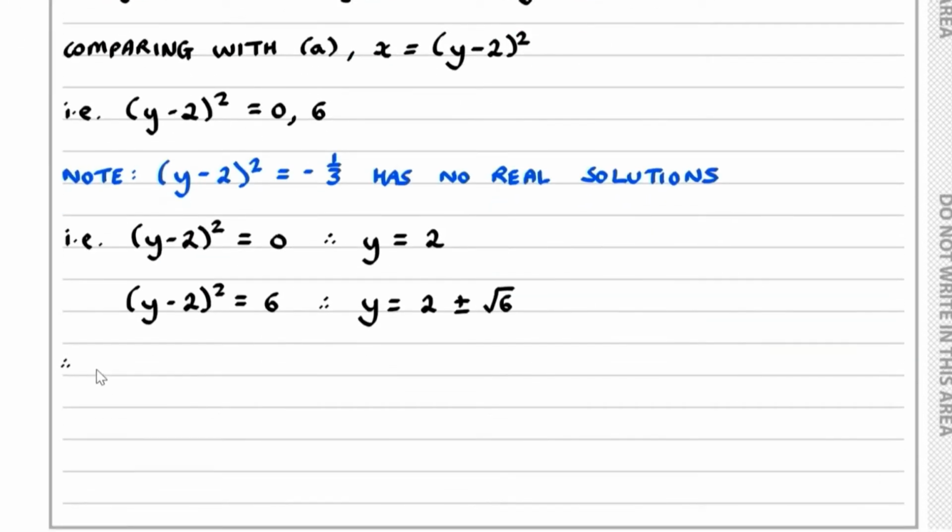And therefore, if we state the solutions, we've got y equals 2 and y equals 2 plus minus square root 6. These are our only real solutions.